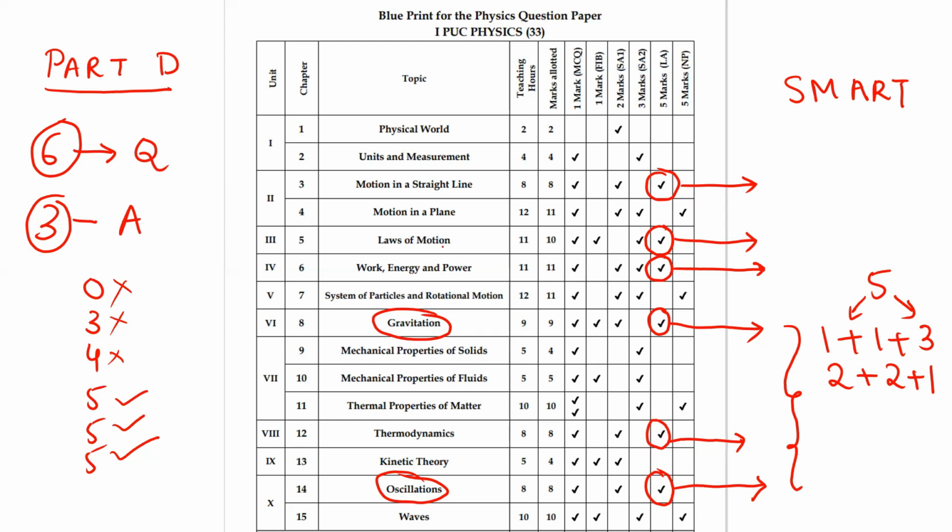Part D is going to give you 15 marks, and I'm very sure whatever we are going to discuss, you will surely see in your paper. So let's start with Part D, the first chapter, Motion in a Straight Line.